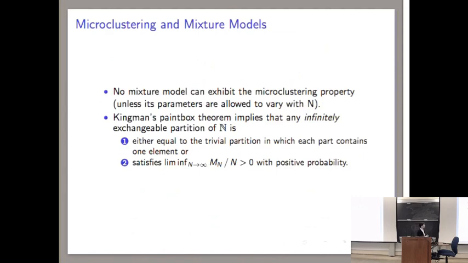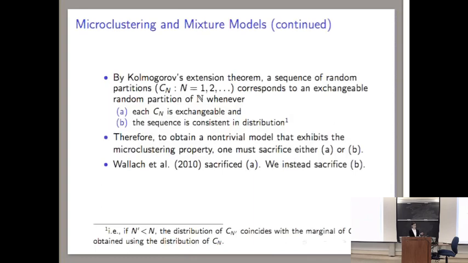Let me switch to a bit of a theoretical framework. If we think of mixture models, then no mixture model can exhibit the microclustering property unless its parameters are allowed to vary with n. By Kingman's paintbox theorem, any infinitely exchangeable partition of the natural numbers is either equal to the trivial partition, in which each part contains just one element, or it has to satisfy that the limit, as n goes to infinity, of the maximum cluster size over n is greater than 0 with positive probability. Here, the maximum is the largest cluster size.